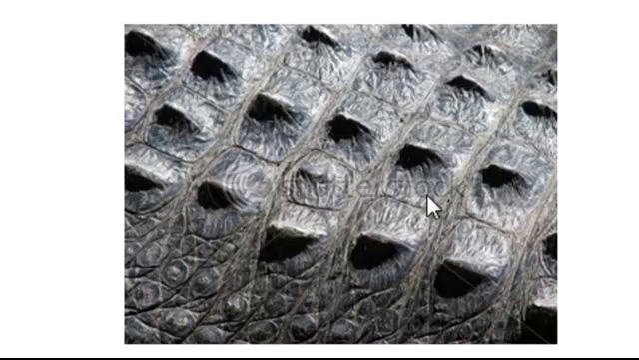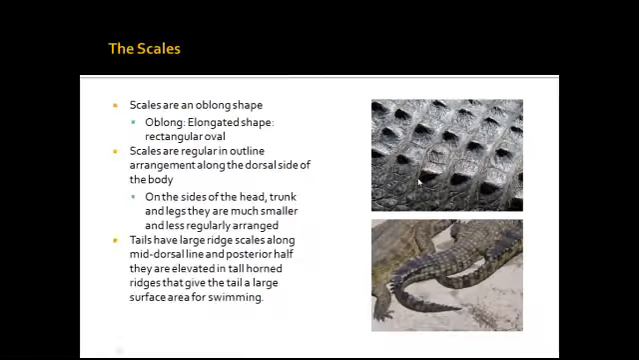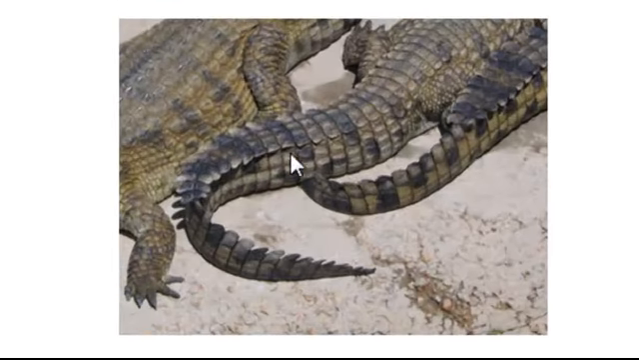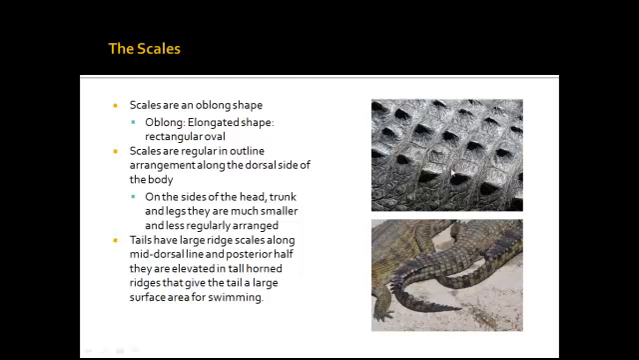Once it hits that mid-dorsal side, basically the mid-sides of their head, trunk, and legs, the scales begin to get smaller and the arrangement becomes less and less regular as it goes down. Tail-wise, tails have large ridge scales along the mid-dorsal and posterior half. Basically, what it's for is it gives the crocodile a large surface area to use as a rudder for when they're swimming in water. And you'll notice that these ridges are significantly bigger than the ones that you find on the dorsal side of their body.